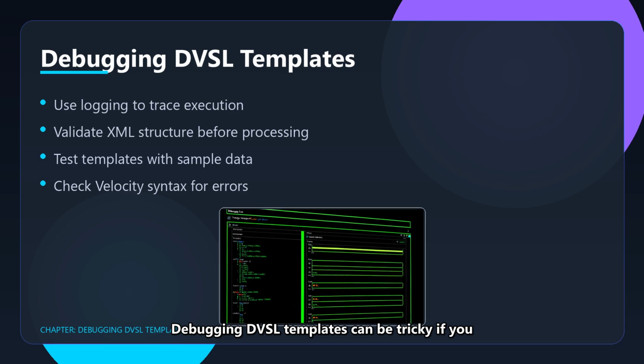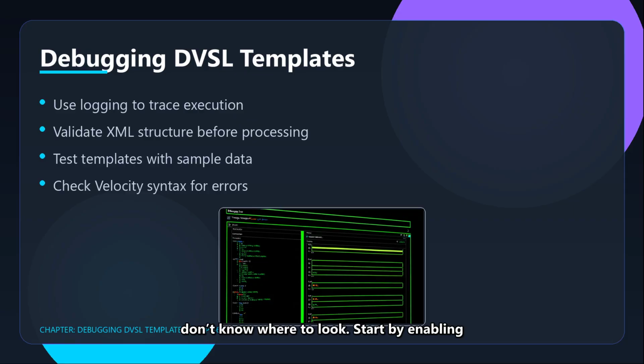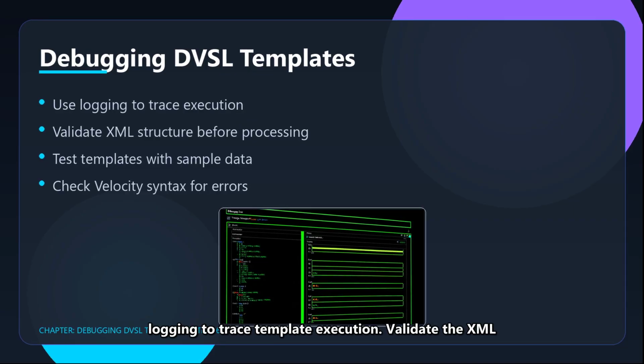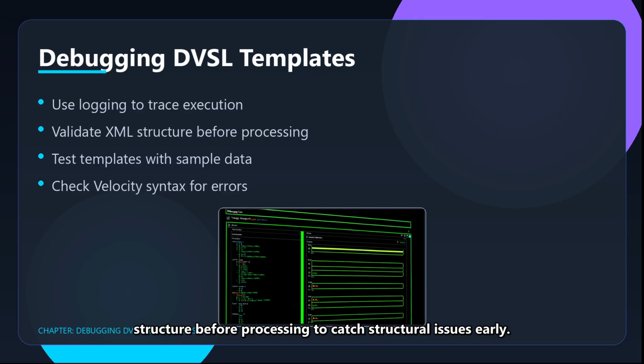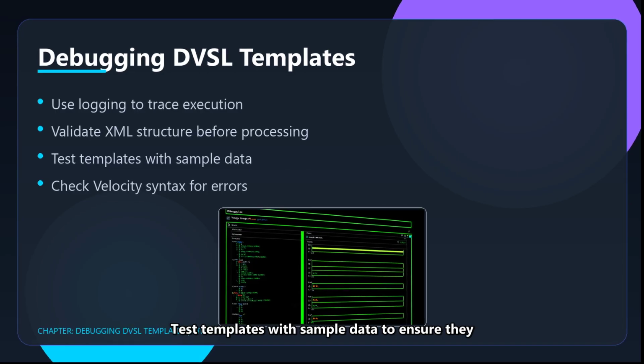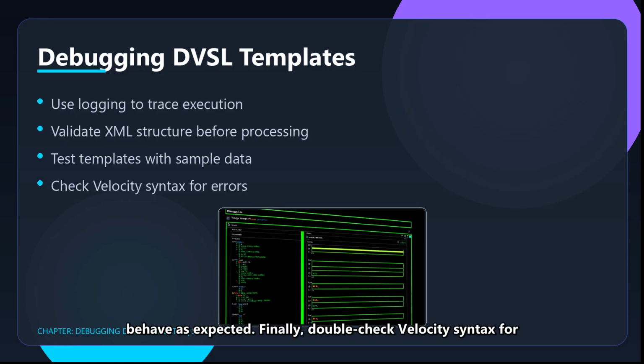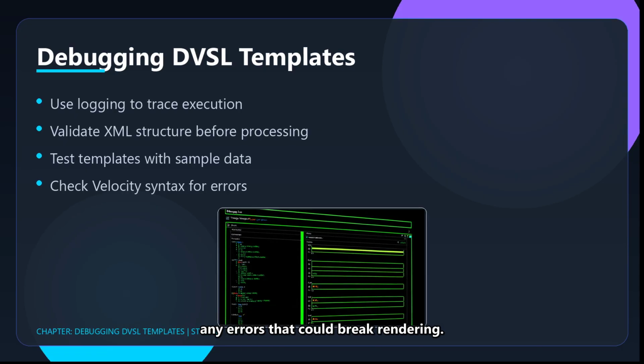Debugging DVSL templates can be tricky if you don't know where to look. Start by enabling logging to trace template execution. Validate the XML structure before processing to catch structural issues early. Test templates with sample data to ensure they behave as expected. Finally, double-check Velocity syntax for any errors that could break rendering.